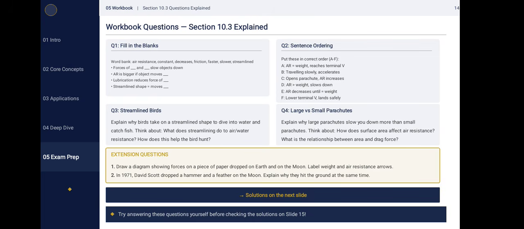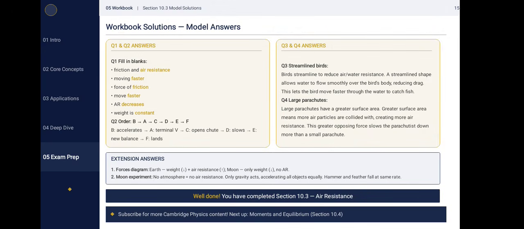Next is in 1971 an astronaut called David Scott did an experiment on the moon. He dropped a hammer and a feather together and they hit the ground at the same time. I already have explained this in your previous lecture slides. So the moon experiment, what it was, there is no atmosphere. No atmosphere means having no air resistance, only gravity acts over there and accelerates all the objects equally, pulling them towards the moon with the same speed. So hammer and feather fall at the same rate at the same moment.